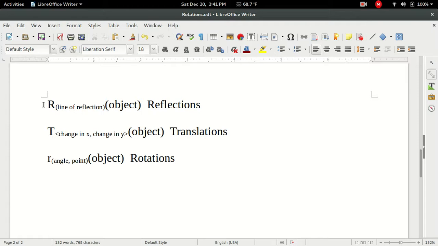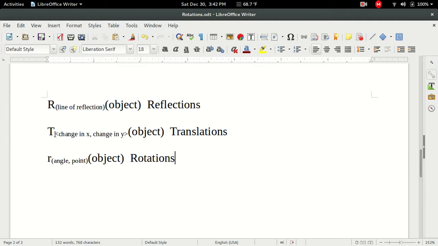Notation-wise, our very first one we had for reflections, we had a capital R, and then in subscript we had whatever our line of reflection was, whether it was the x-axis or the y-axis, or a vertical line or like y equals x or some line of that sort. And then we had our object in parentheses afterwards. That was our notation for reflections.